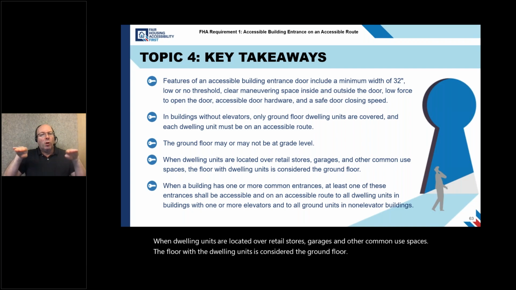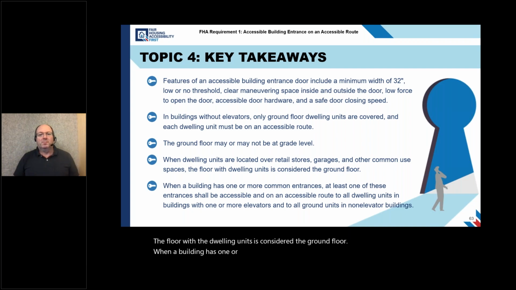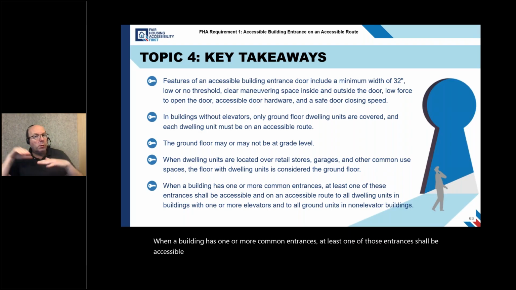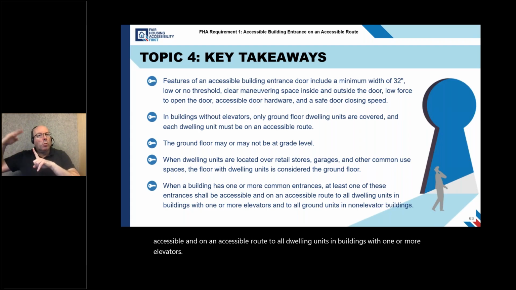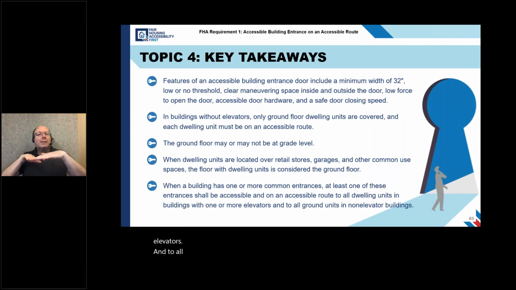When a building has one or more common entrances, at least one of those entrances shall be accessible and on an accessible route to all dwelling units in buildings with one or more elevators and to all ground units in non-elevator buildings.